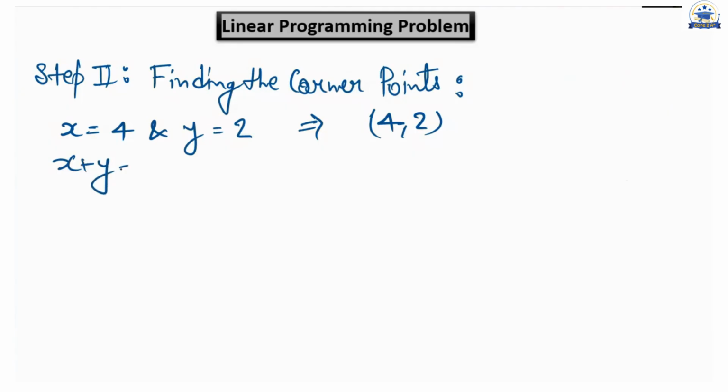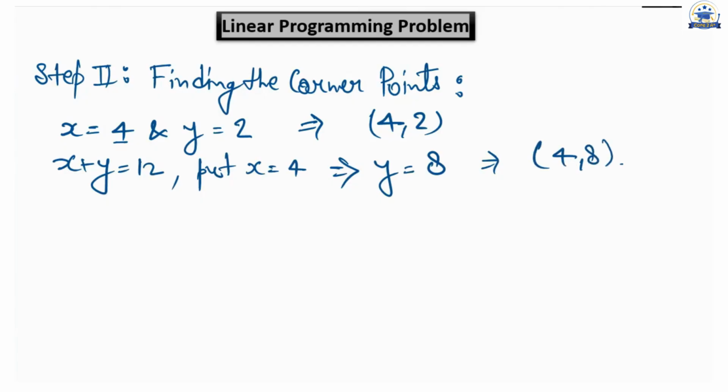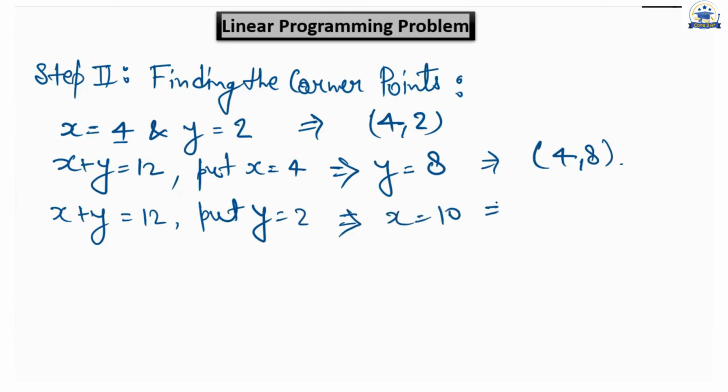Now the equation x plus y equals 12, right? Let's put x equal to 4. If we put x equal to 4, y would be how much? 8. Then the coordinate is 4, 8. Similarly, with the same equation, this time we put y equal to 2. After putting y equal to 2, we get x equal to 10. The coordinate would be 10, 2.